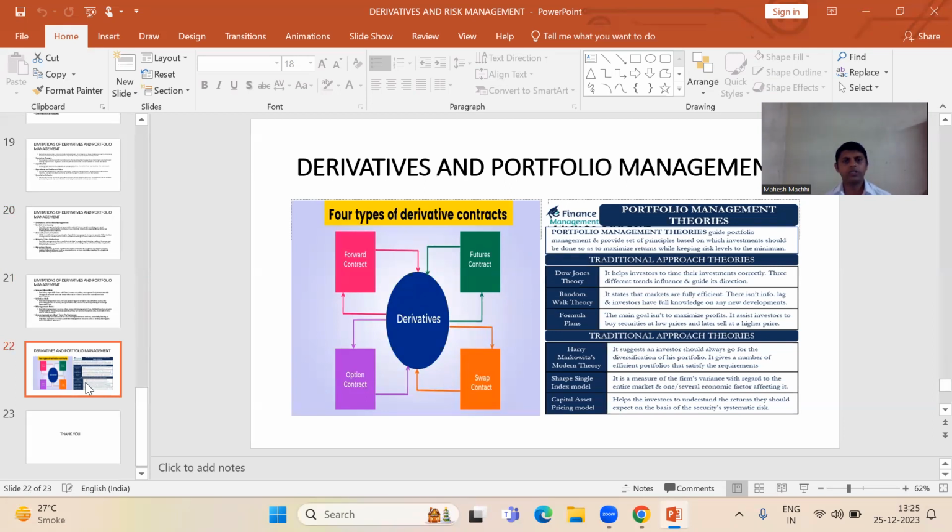Here you can see in this picture four types of derivative contracts and portfolio management services.